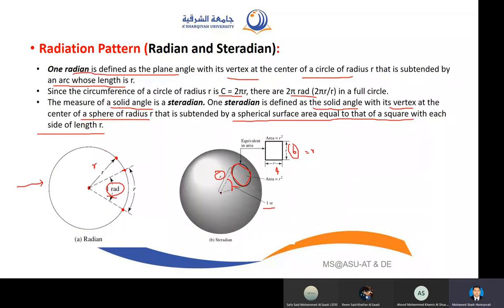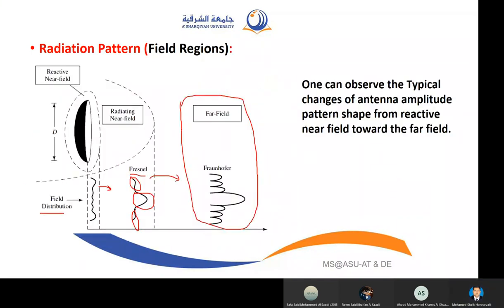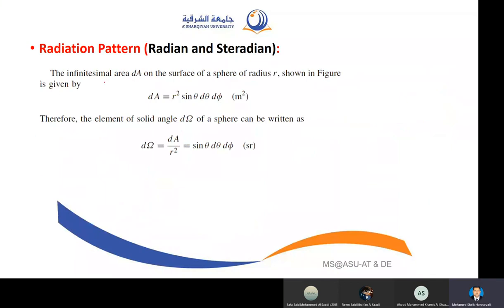Now, if I want to calculate the area of the circle dA, it can be given by this formula. The infinitesimal area dA on the surface of a sphere of radius r is given by dA = r² sinθ dθ dφ, in meter square. As I said, there are at least two angles minimum to cover the two sides. So it is equal to r² sinθ dθ dφ.